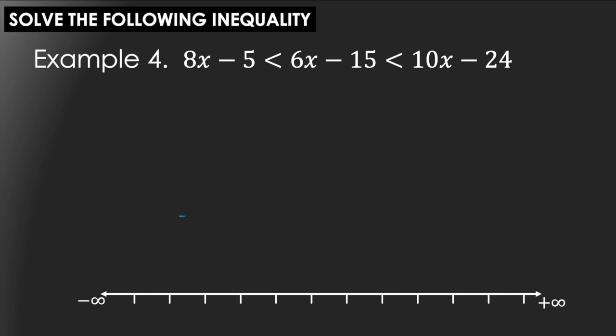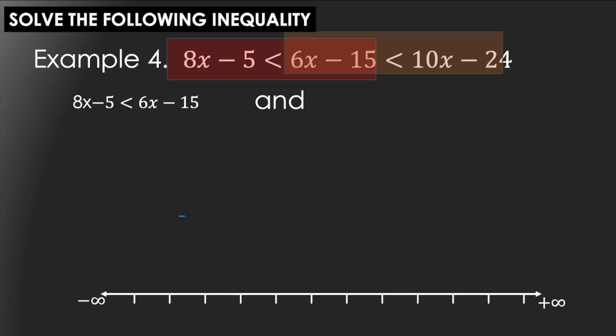Here again, we have an inequality which has two different x terms on either side of the inequality, which is 8x and 10x. So again, we have to follow our second approach, which is splitting the inequality into two parts and then solving for x separately in two parts. So let's consider our first part, which is 8x - 5 < 6x - 15. And our second part is 6x - 15 < 10x - 24.